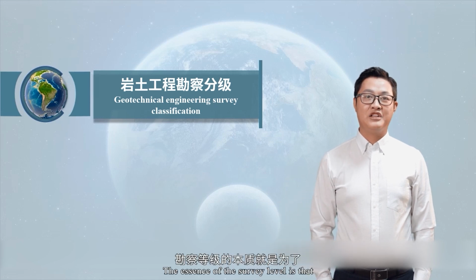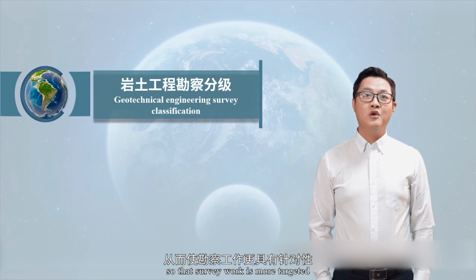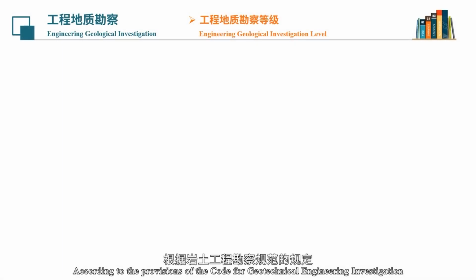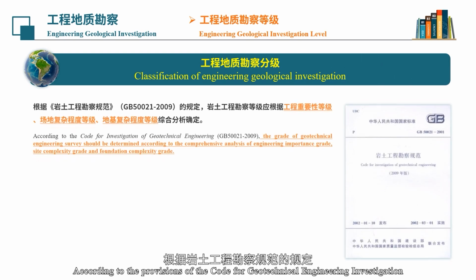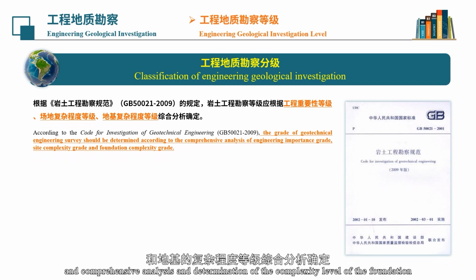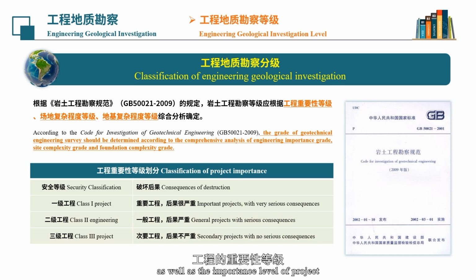The essence of the survey level is that simple problems are treated simply, complex problems are treated as complex problems, so that survey work is more targeted according to the provisions of the code for geotechnical engineering investigation. The geotechnical survey grade should be based on the importance of the project, the complexity level of the site, and the complexity level of the foundation, as well as the importance level of the project.